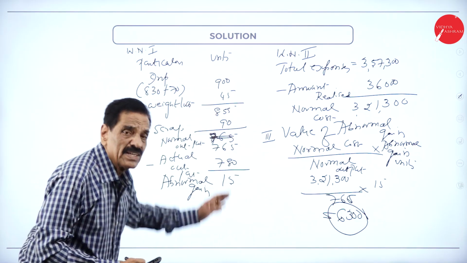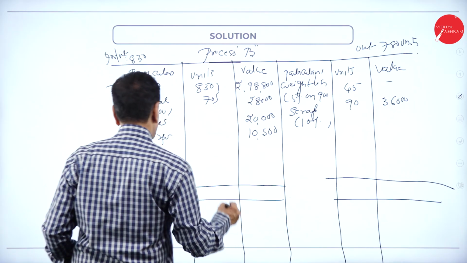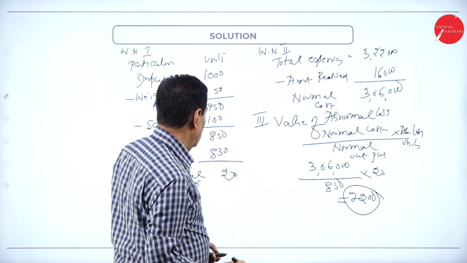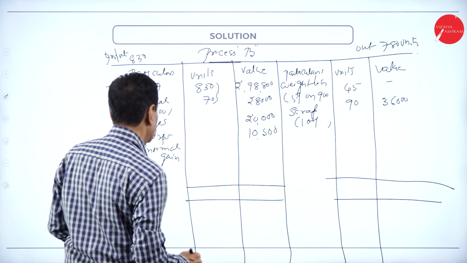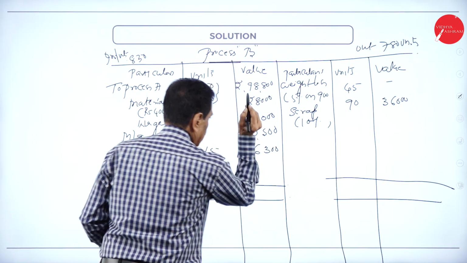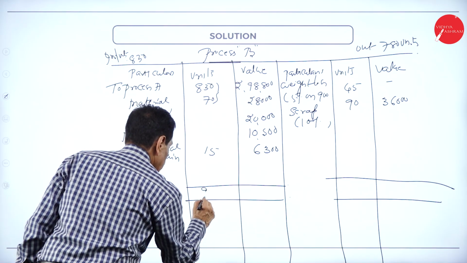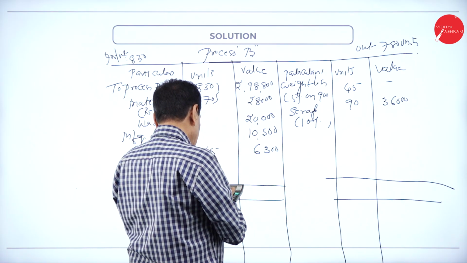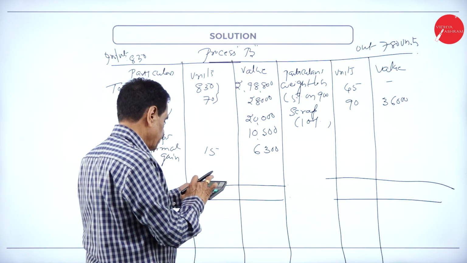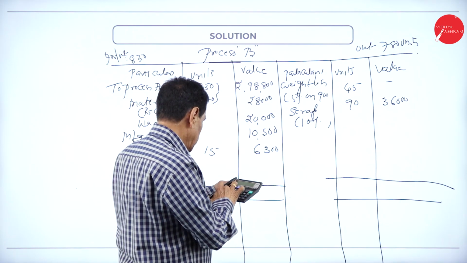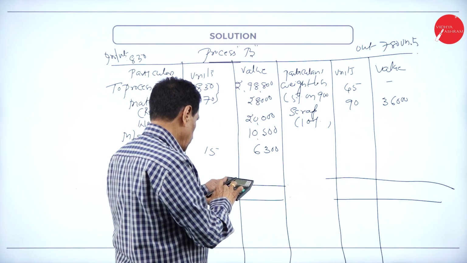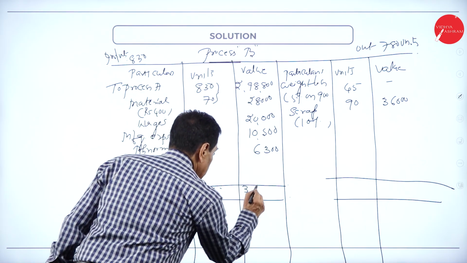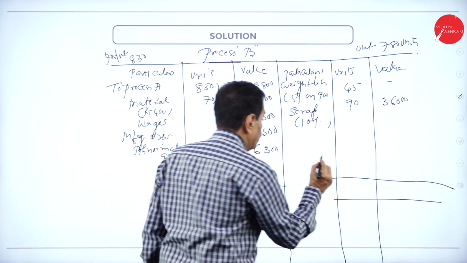So we'll go to 6,300. I think work out. Understand this. Same type what we did in the process A. Then this is abnormal gain. How many units are there? Abnormal gain 15 units, 6,300. Add the figure. This is 915, 2 lakh 98,800 plus 28,000 plus 20,000 plus 10,500 plus 6,300. 3,63,600.